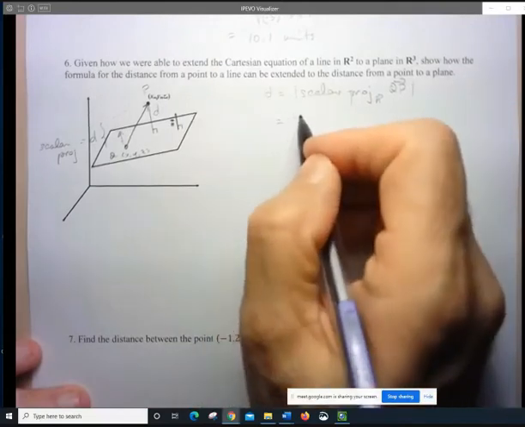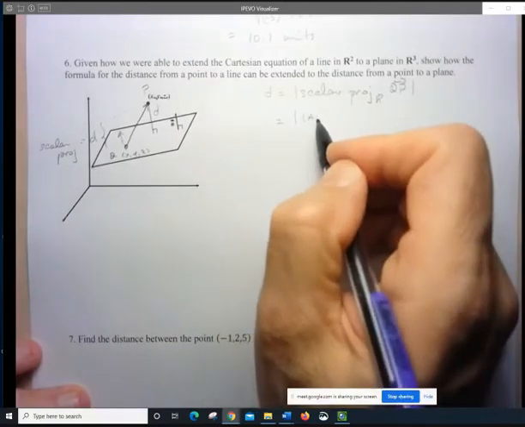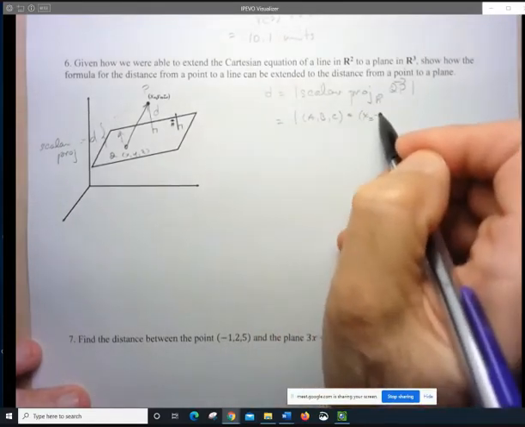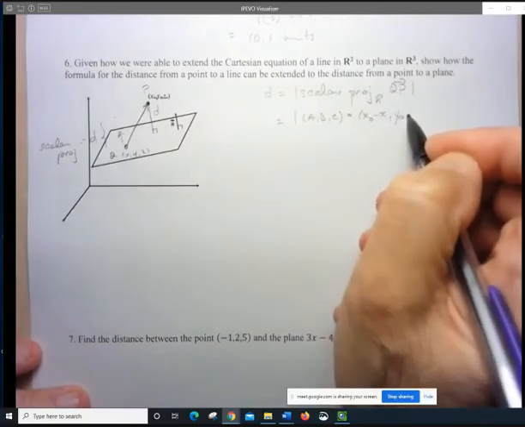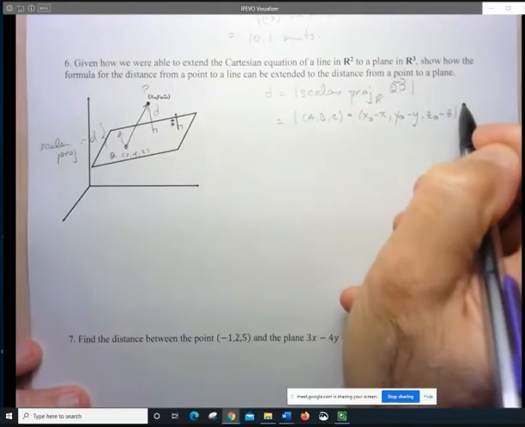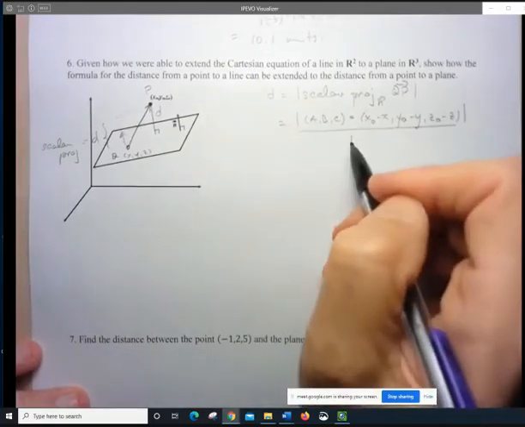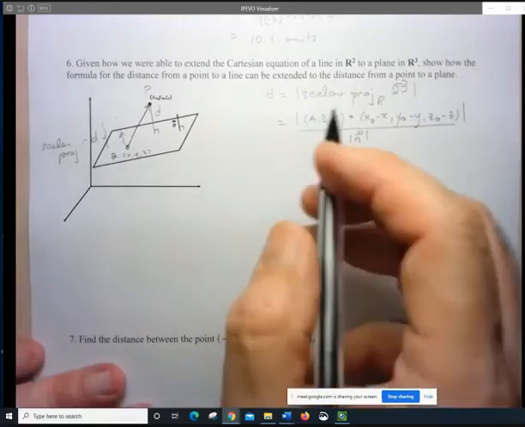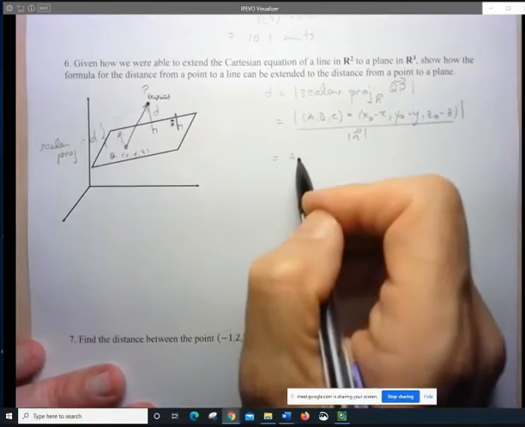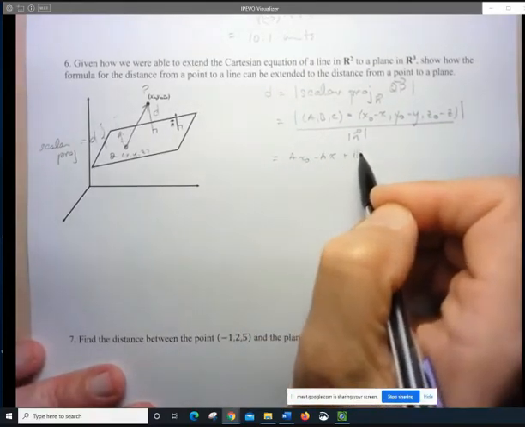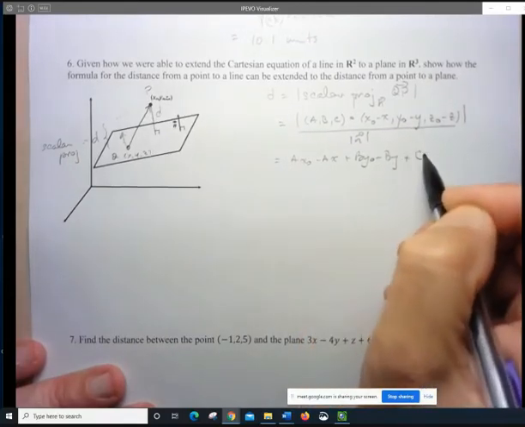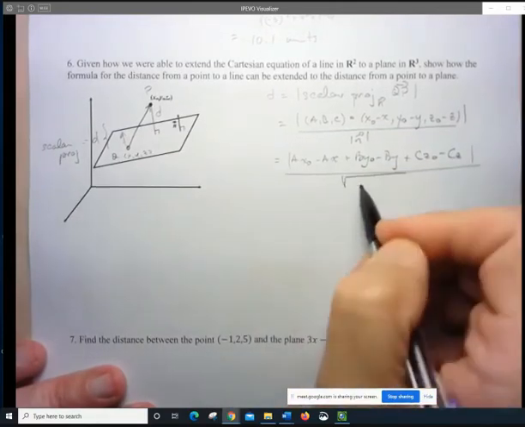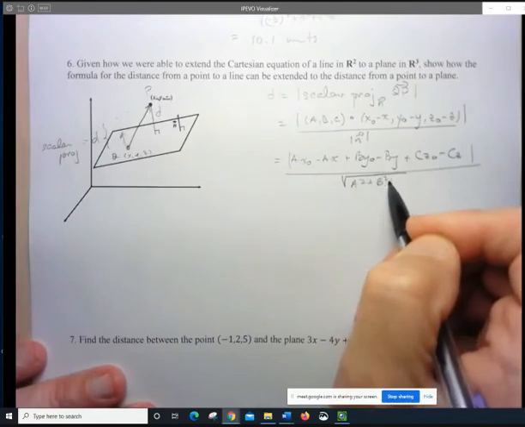And then everything else looks exactly the same, because this is now just A, B, C, dotted with QP, which is x naught minus x, y naught minus y, z naught minus z, all over the magnitude of the vector I'm projecting onto, which again is the normal vector, and then I just follow the same procedure. Ax naught minus ax plus by naught minus by plus cz naught minus cz, all over square root of a squared plus b squared plus c squared.